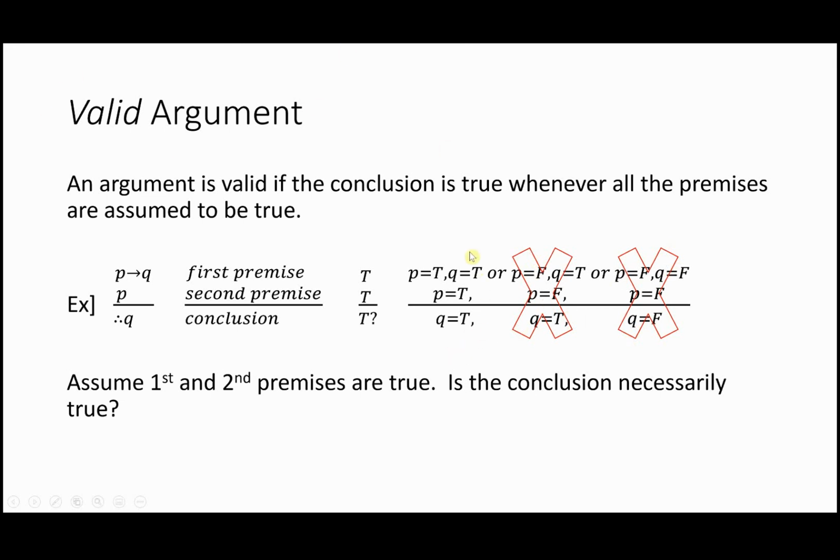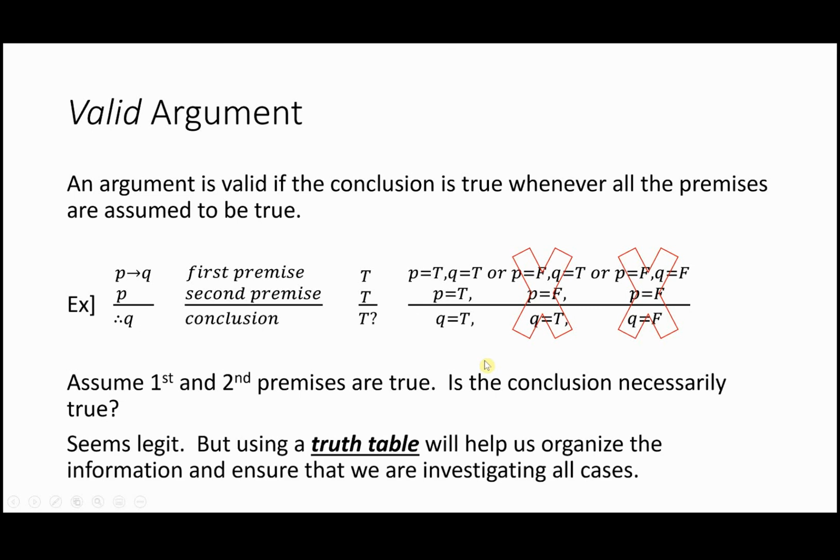So we just have one case in all of the possibilities in which the first premise is true and the second premise is true. We just have the one case, and in that one case, the conclusion happens to be true as well. So, right, it seems like it's a valid argument. But if we want to be certain that we're entertaining all the different possibilities and we're being very systematic in our process here, we use a truth table to help us organize the information and ensure that we are investigating all of the cases. So, I believe we have exhausted everything on that first page of our lecture notes.